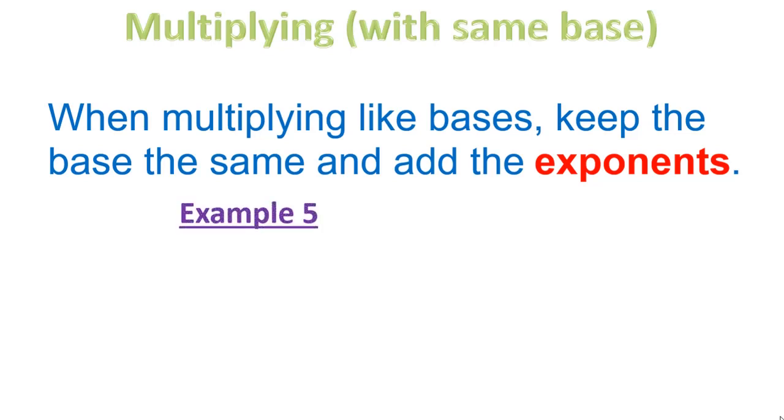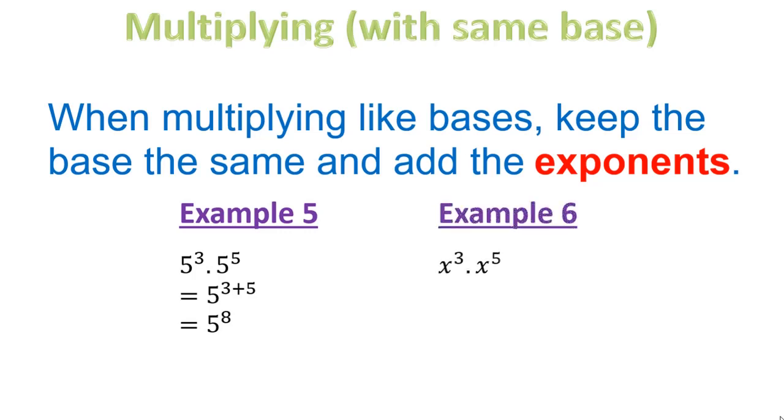Let's look at example 5. I have 5 to the power of 3 times 5 to the power of 5. I no longer have to write it out in full. What I can do is 5 to the power of 3 plus 5. Our base is the same, and then we add our exponents, which means that it's 5 to the power of 8.